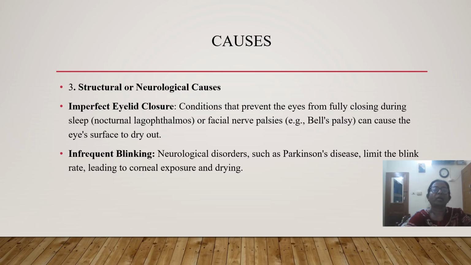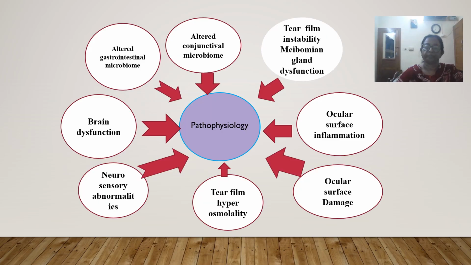Structural or neurological causes like imperfect eyelid closure in case of facial nerve palsies or lagophthalmos can cause the eye's surface to dry out. Then infrequent blinking: neurological disorders such as Parkinson's disease limit the blink rate, leading to corneal exposure and dryness.